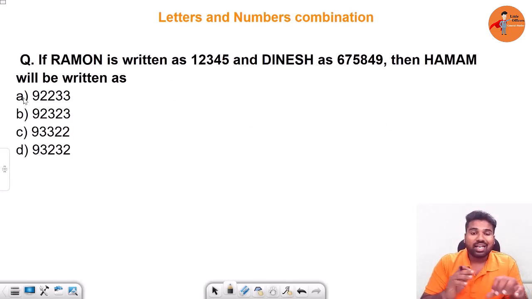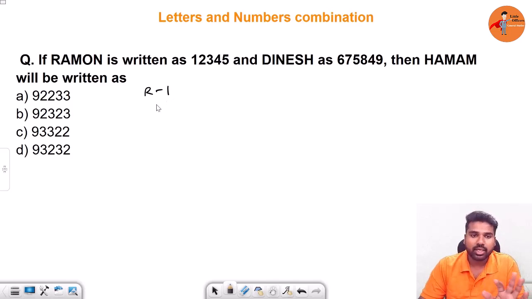Next comes letters and number combination. This is what I told. This is a simple combination. Let us look at it. See, if Ramon is written as 1, 2, 3, 4, 5 and Dinesh written as 6, 7, 5, 8, 4, 9, then what is H, A, M, A, M? ठीक है, simple. Just assign the letters to those numbers.